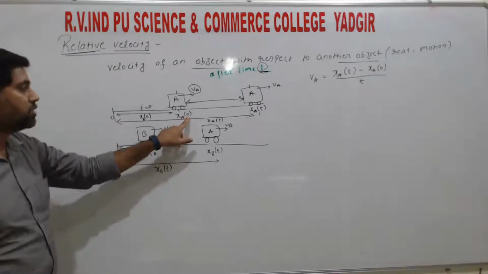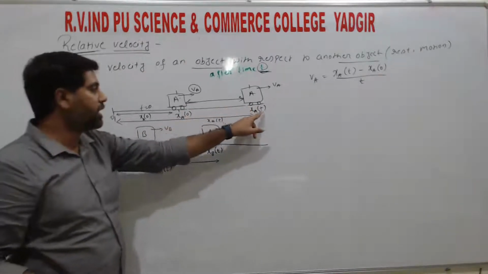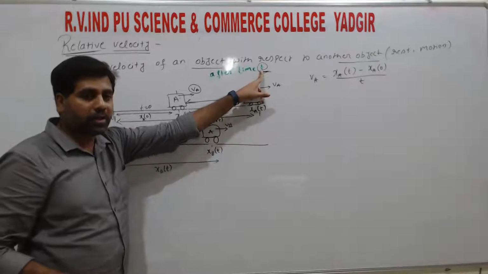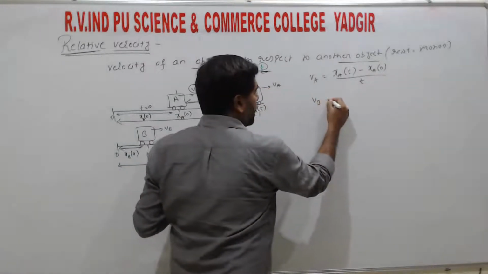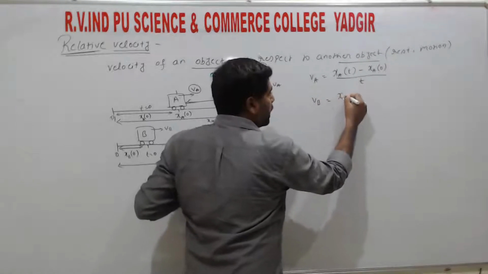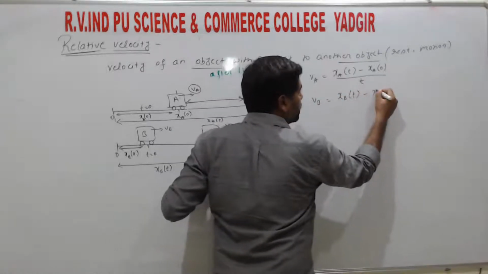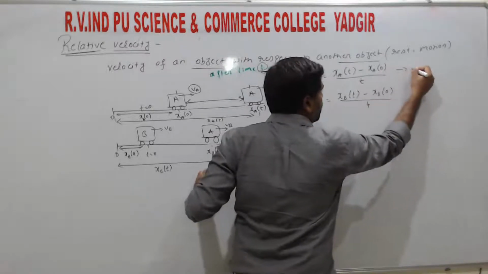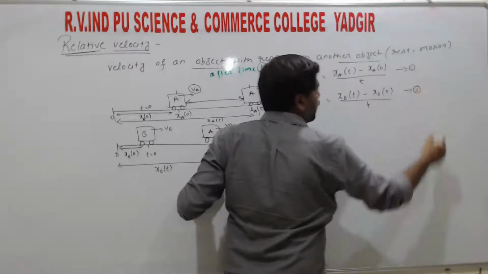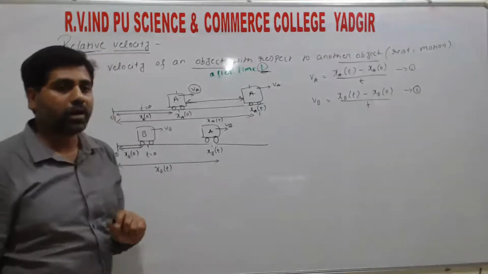So 0 indicates what? When t is equal to 0, here t represents what? Well, after a certain time t, right? So similarly for VB, VB is equal to (XB of t minus XB of 0) by t. So calling this one equation 1, and this equation 2.